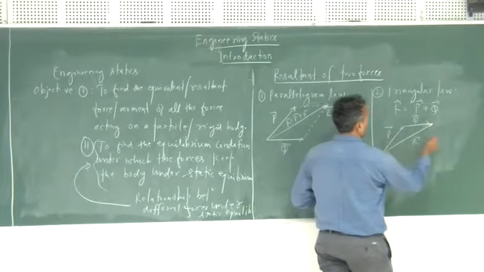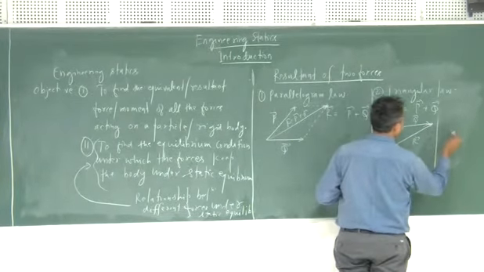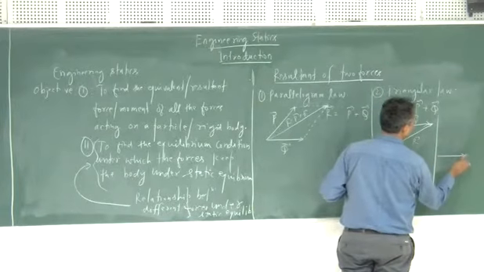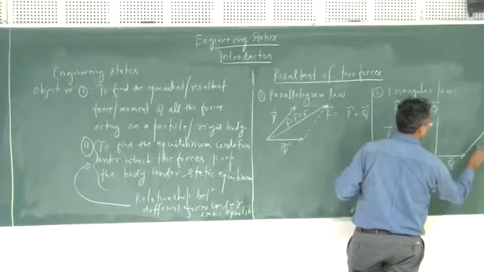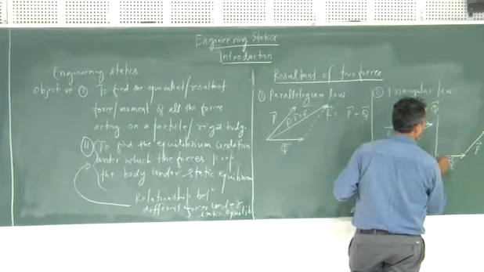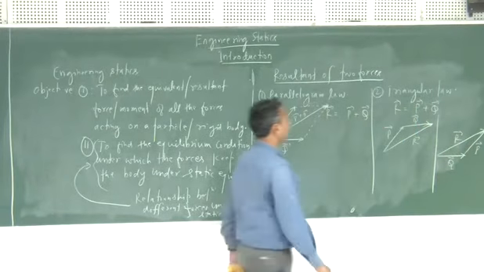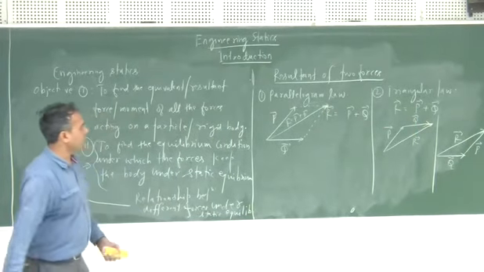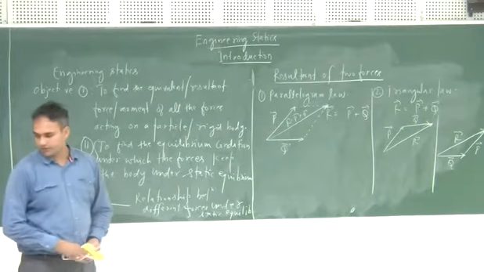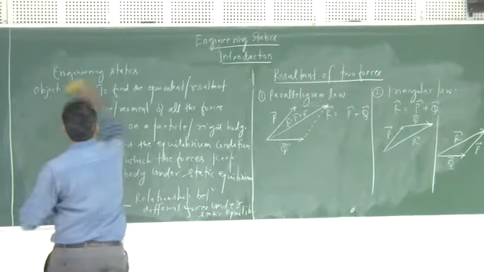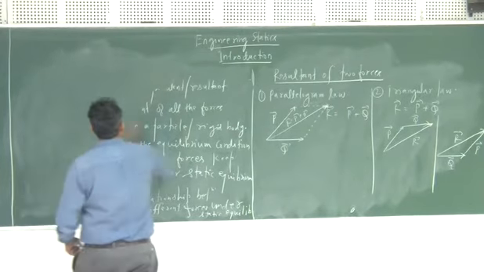So this is your triangle. Another triangle that one can form is this. Then you have these two, which are very famous laws for finding out the resultant of forces. Now, this line.